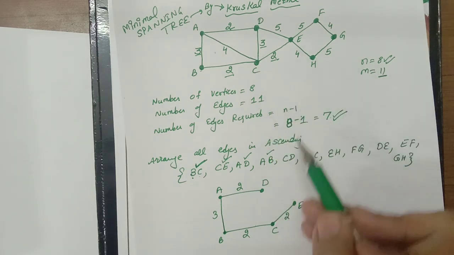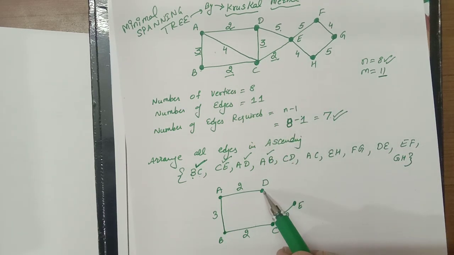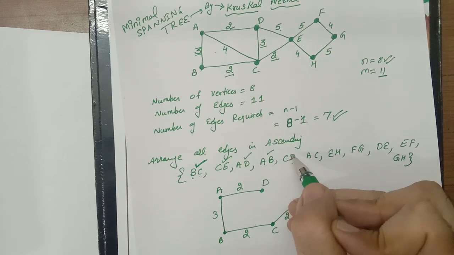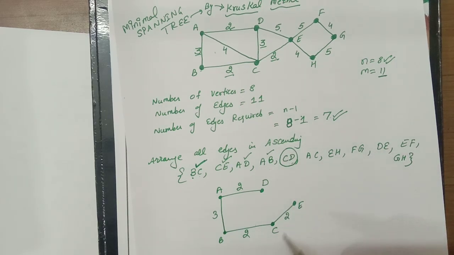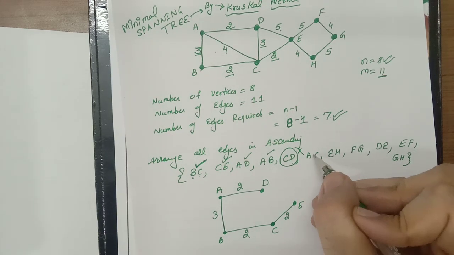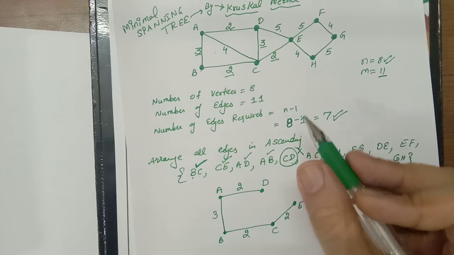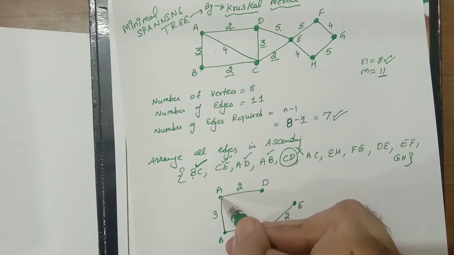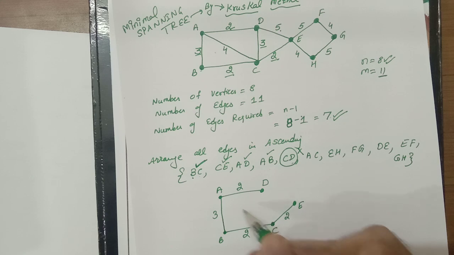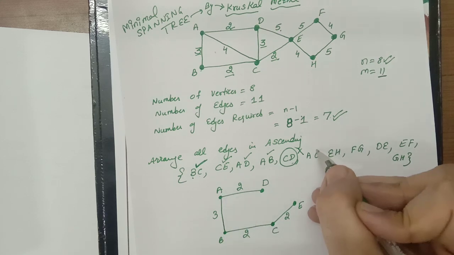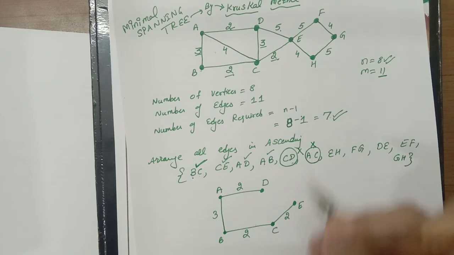Now you can see next edge is CD. But if I insert CD, then it will form a cycle. So we will delete CD and we will reject CD. You can see CD will not be taken. Right? The next edge is AC. Again, if I take AC, again cycle will be formed. It will be closed path A, C, B, A. So again I will reject AC also.